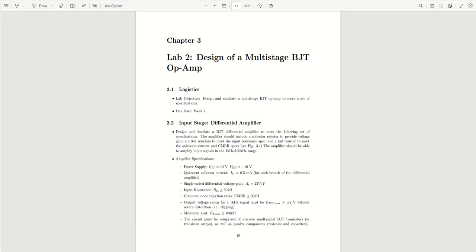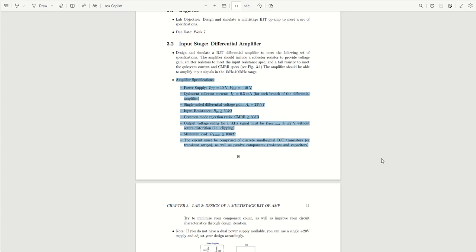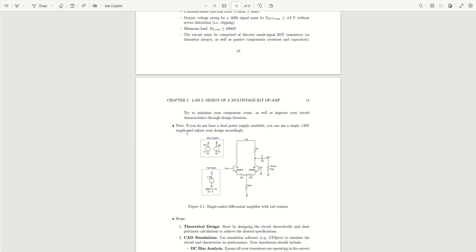Hello. In this video, we're going to go over the input stage of your multi-stage BJT op-amp. So the first thing you're going to want to do is read the amplifier specifications, because this is what you're going to be using for your formulas. And this is the schematic for the basic differential amplifier.